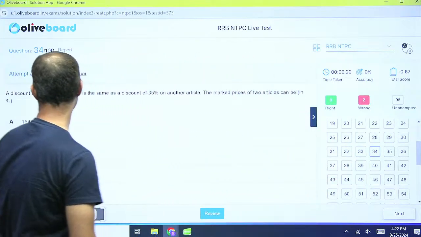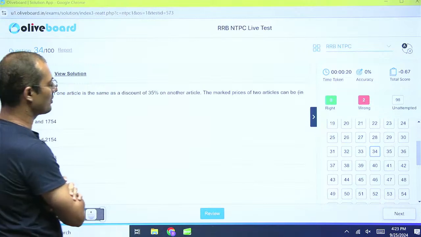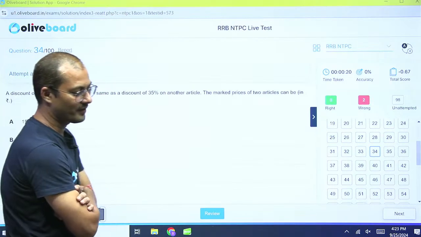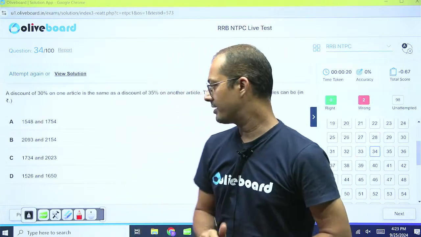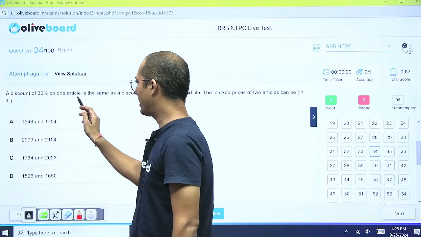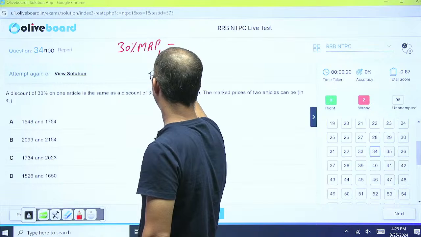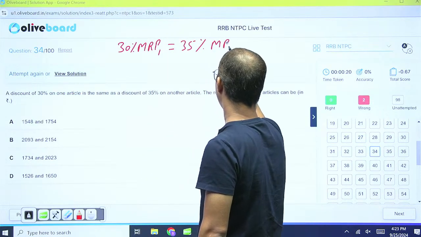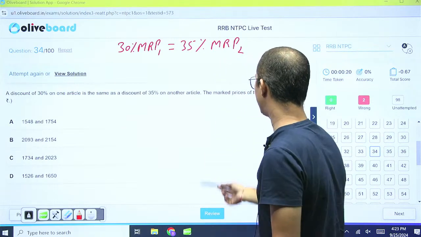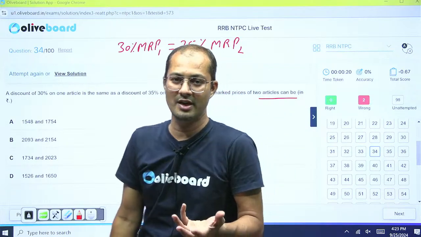Now tell me what would be the answer for this question. See, a discount of 30% on one article is the same as a discount of 35% on another article. Here the value of discount is equal and this discount is given on two articles, right? So we can say that 30% of MRP1 is equal to 35% of MRP2, the other article. The question is asking what can be the possible MRP values of the two articles.